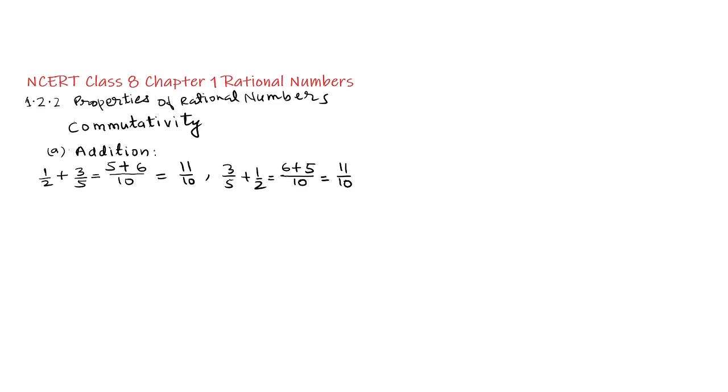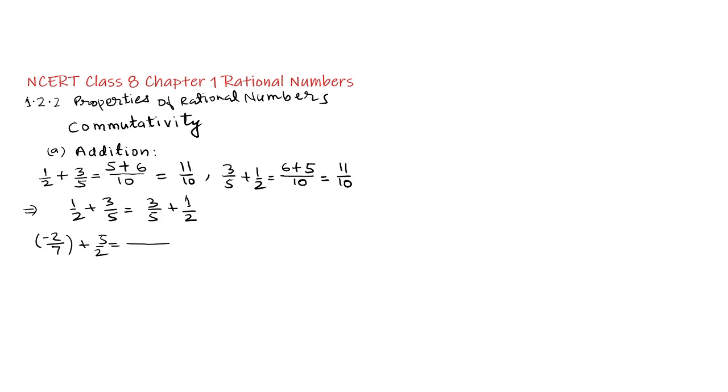Thus 1 upon 2 plus 3 upon 5 is equal to 3 upon 5 plus 1 upon 2. So we can say that the rational numbers are commutative. We go to another example. Minus 2 upon 7 plus 5 upon 2.